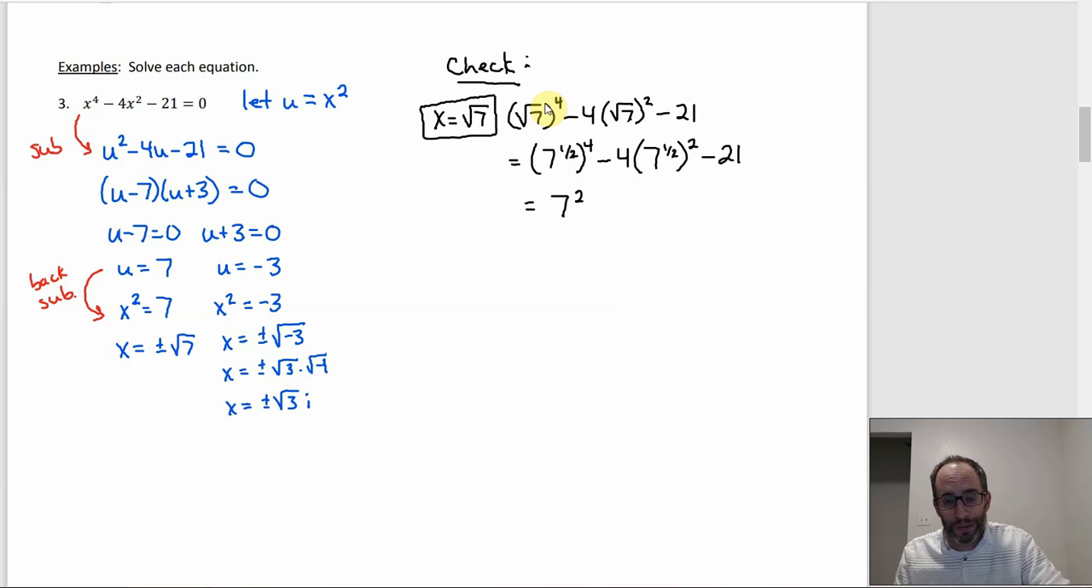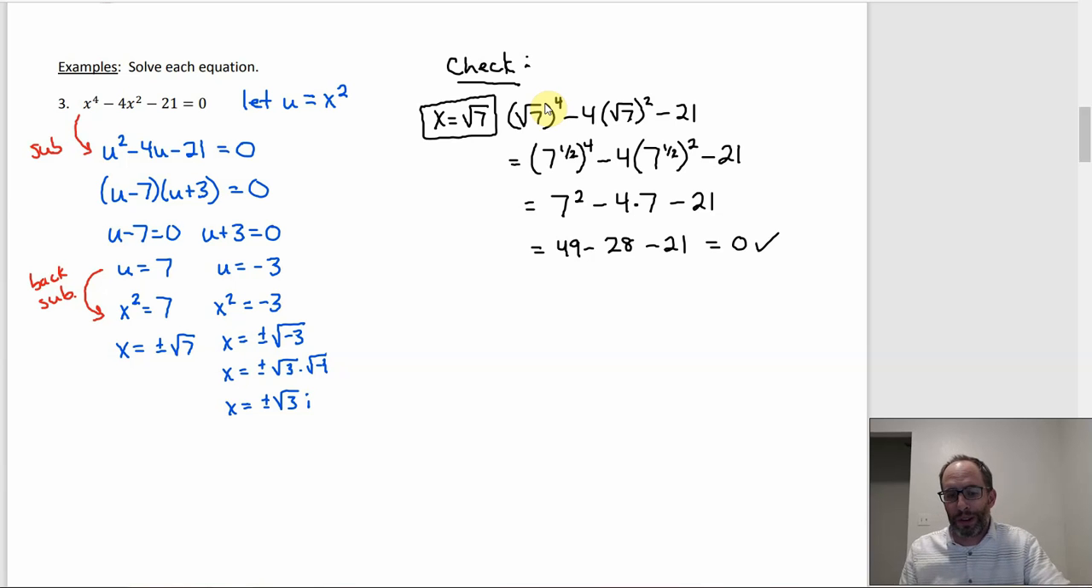Since 1/2 times 4 is 2. And then minus 4 times 7, because 1/2 times 2 is 1, so that's just 7 to the 1st. And then minus 21. So we're going to get 49 minus 28 minus 21. And yeah, that works. Right? This is going to be 49 minus 49, so we're all set. Okay, good. That one's an actual solution.